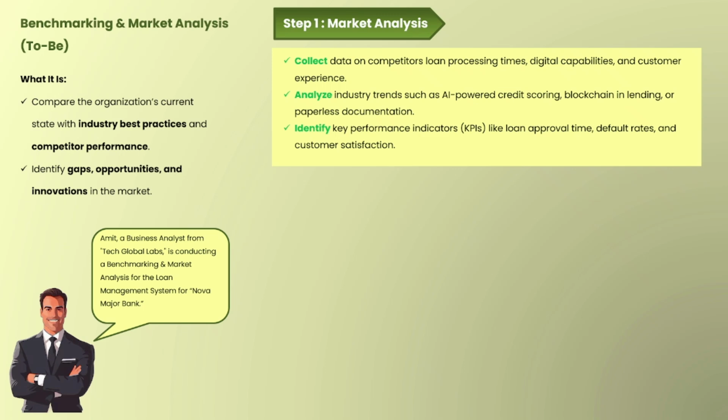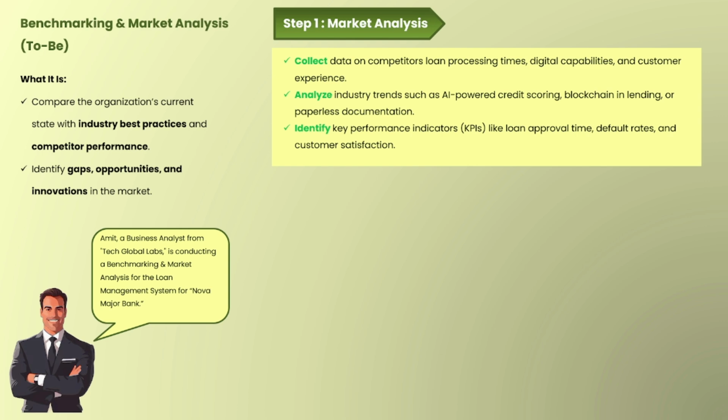Then analyze industry trends such as AI-powered credit scoring, blockchain in lending or paperless documentation. We will analyze the technical end as well while doing the market analysis. And then finally identify key performance indicators, KPIs, like loan approval time, default rates and customer satisfaction. We will identify these three KPIs on which we need to work: loan approval time should be reduced, default rates should be less and customer satisfaction should be high. So after the market analysis we concluded that for the success of our project we need to work on these three KPIs.